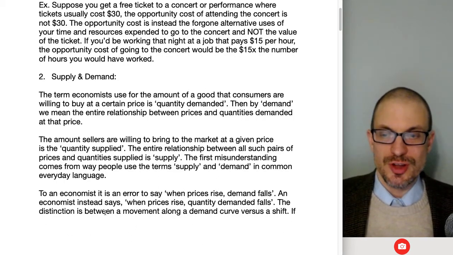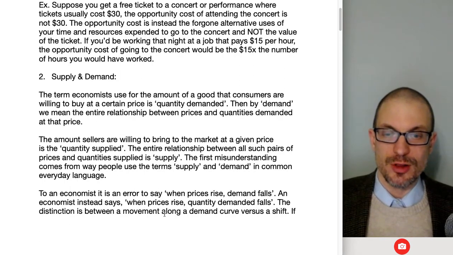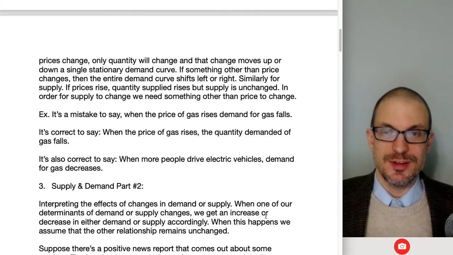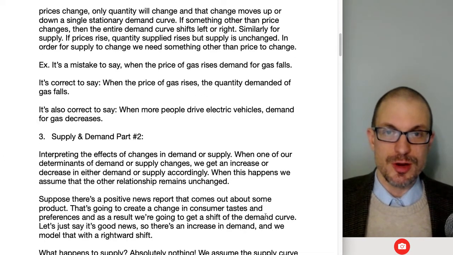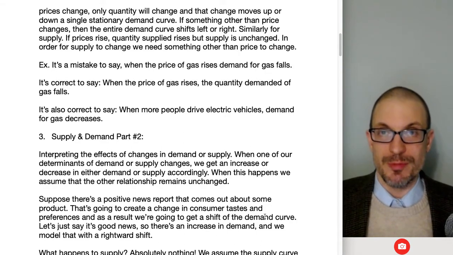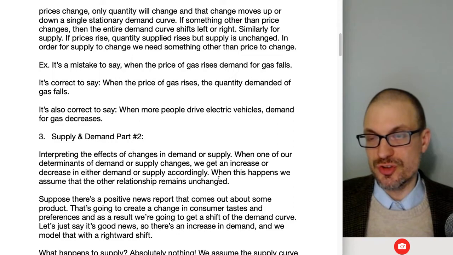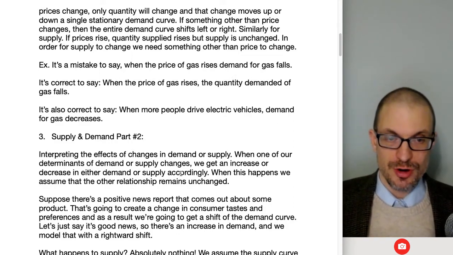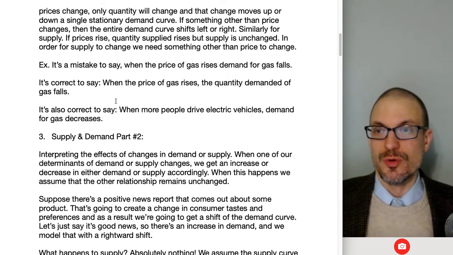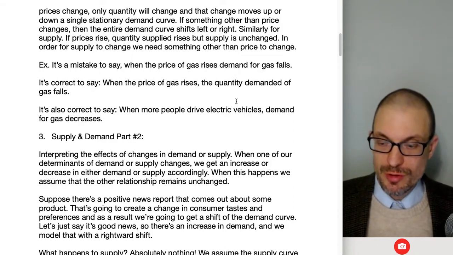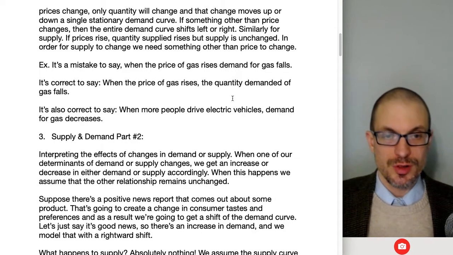So the distinction has to do, graphically, with thinking about a movement along a demand curve versus a shift. If prices change, then only quantity can change, and the change is going to move us up or down a single demand curve that's otherwise stationary. If something other than price changes, that's when the entire demand curve can shift. And so we want to think about all of our determinants of demand, and same for supply, all of our determinants of supply. We have a whole collection of factors.